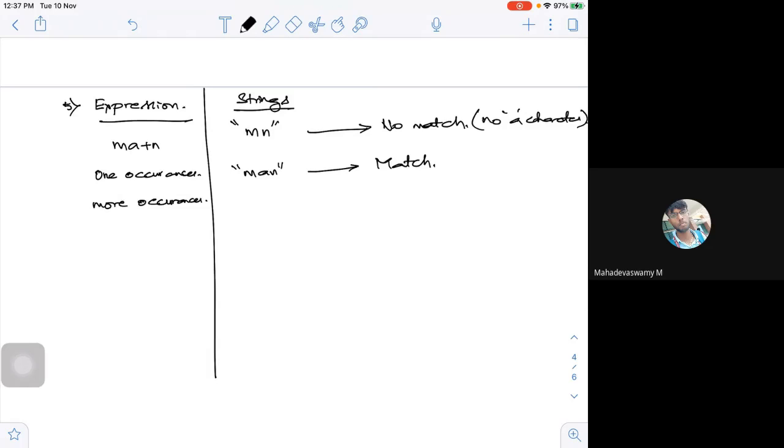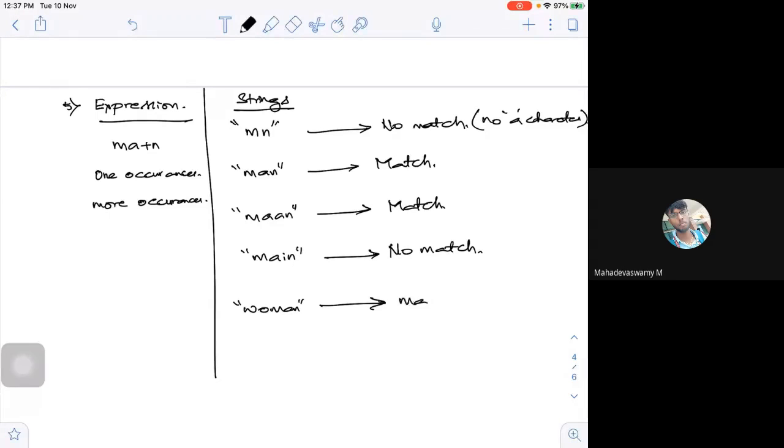Same thing here also, MAAN. Yes, there is a match. Minimum once should be there. Same thing, MAIN. Once again, A is not followed by N. See, A plus means the minimum of one A should be there. It can be more than one. It is also no match, very similar to the previous one. Even woman, if I check woman, it is matching. There is a match. This is how your regular expression will check.